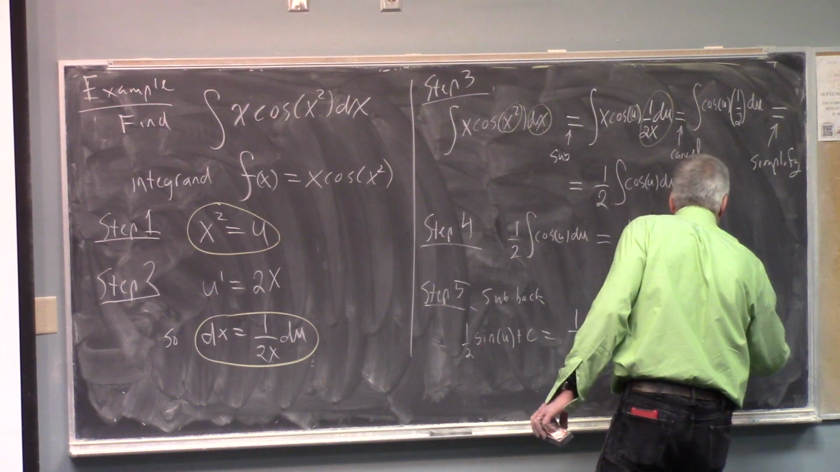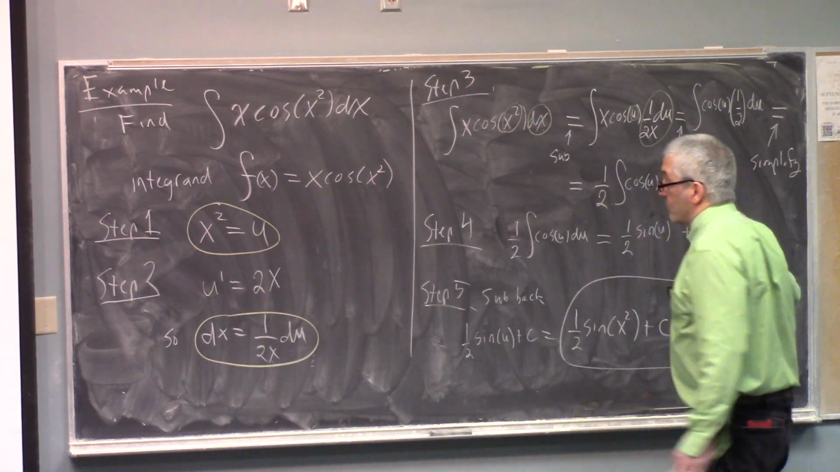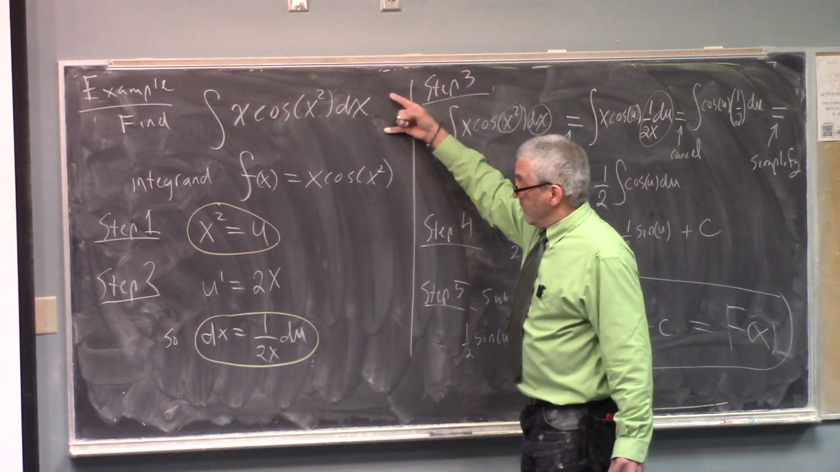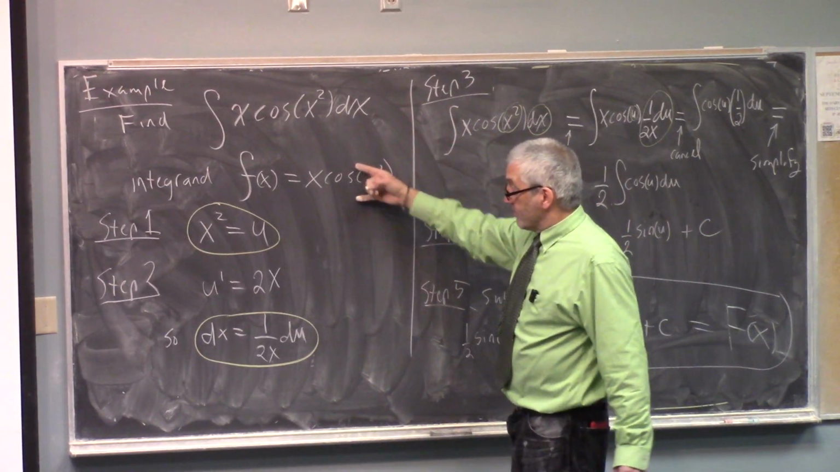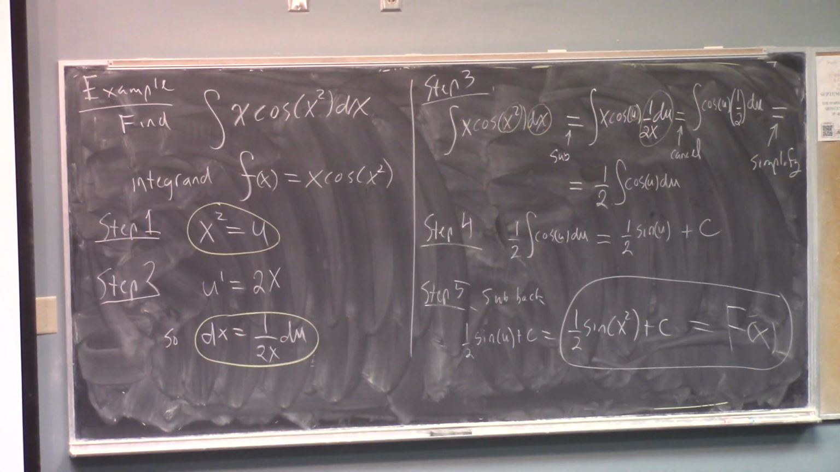And let's call that capital F of x. So what we've done when we find this is we found an antiderivative of little f. So let's check this. And that circled thing is the answer. Notice it has a plus c. So let's check, does capital F prime of x equal little f of x?